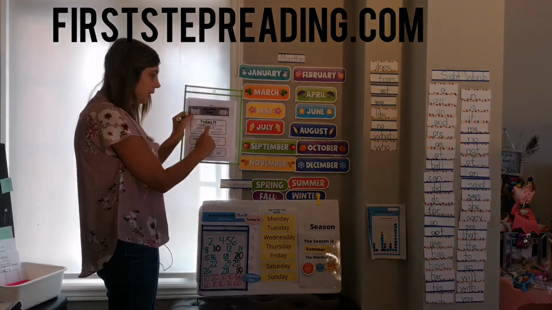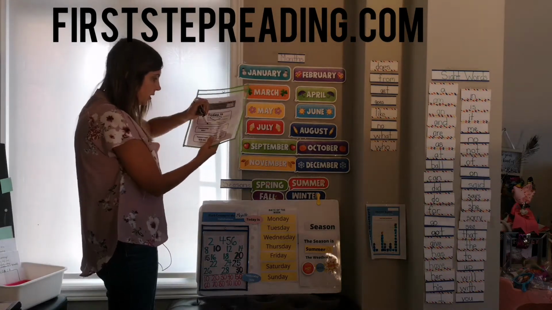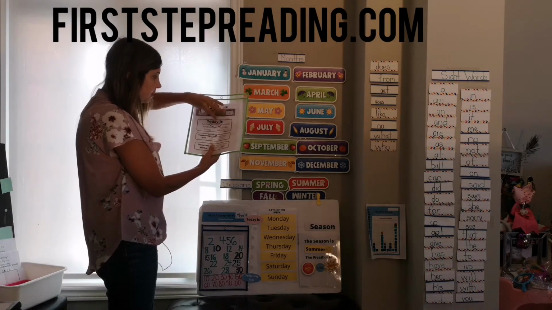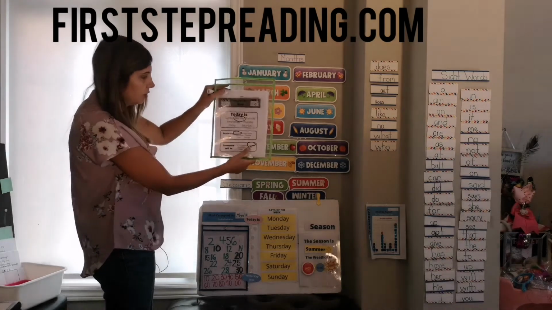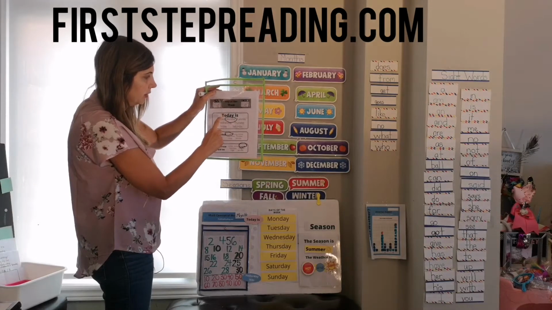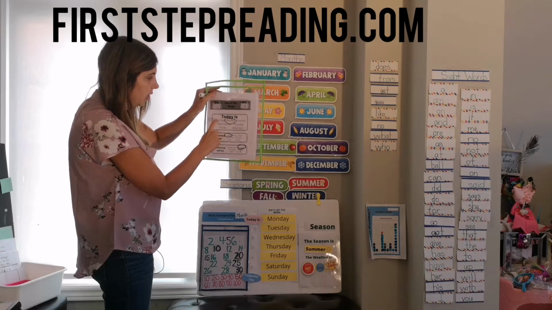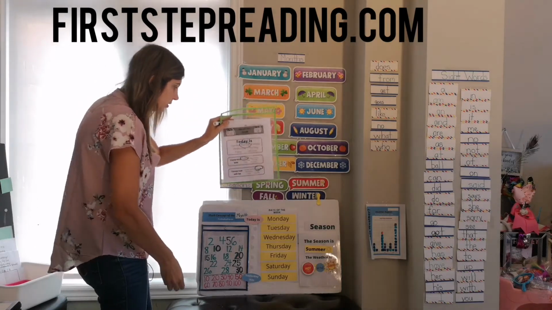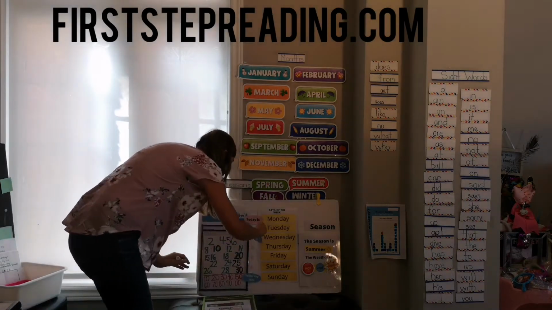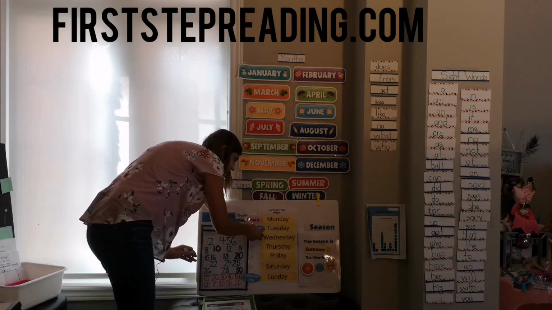Since today is Monday, yesterday was Sunday. Since today is Monday, tomorrow will be Tuesday. So it will look like that. See, look here, yesterday, tomorrow. That's our days of the week. So tomorrow's going to be Tuesday.